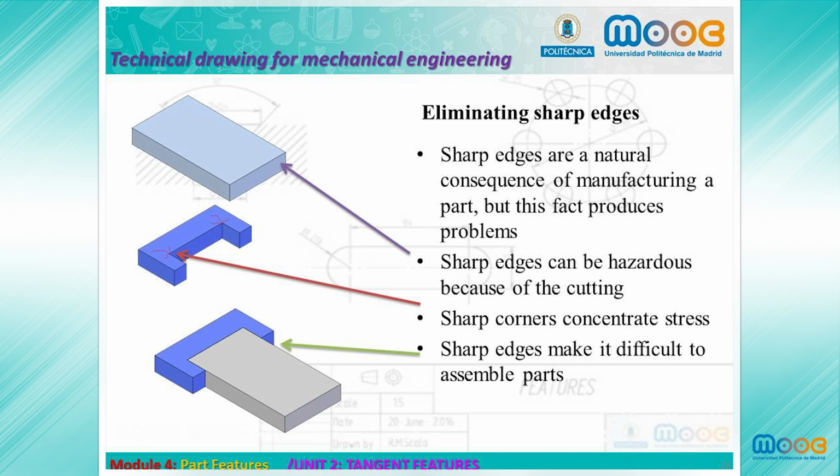Eliminating sharp edges. A sharp edge is a natural, logical consequence of manufacturing a part, but this produces problems. Sharp edges can be hazardous because of cutting. Sharp corners concentrate stress, and the pair of sharp edges and sharp corners makes it very difficult to assemble fitting parts.